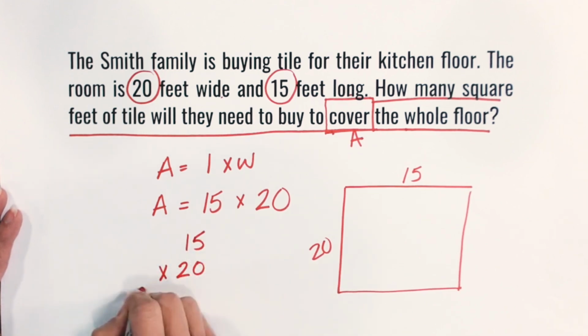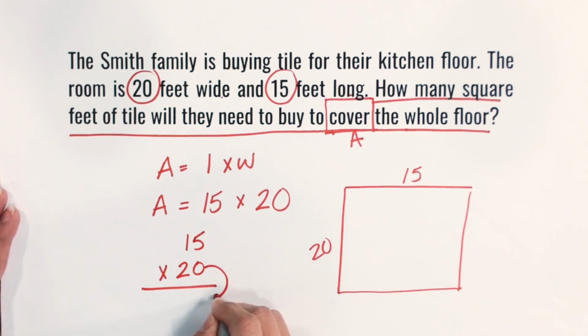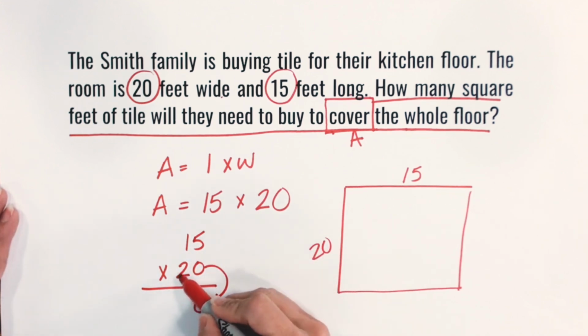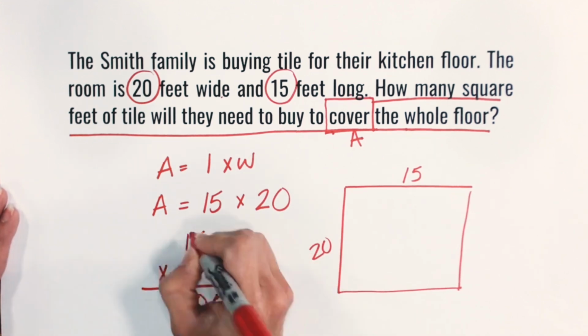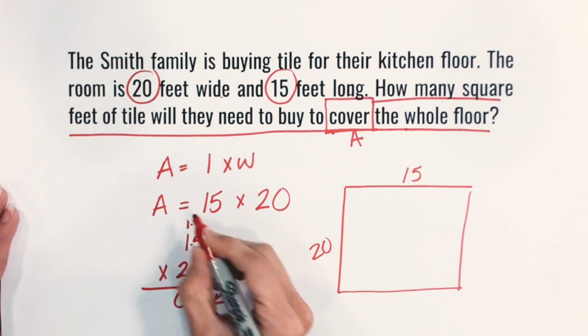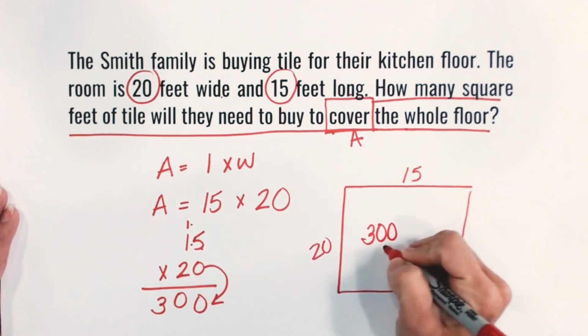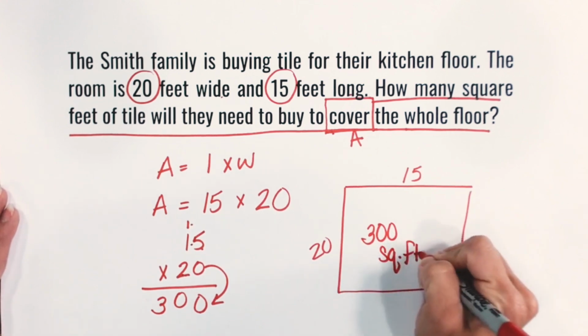We're going to figure that out with our multiplication skills. Students can throw that 0 to the bottom and use sort of a partial product method. 2 times 5 is 10. 2 times 1 is 2, plus 1 is 3, for 300. 300 square feet. Okay, that was the same answer as the last one.